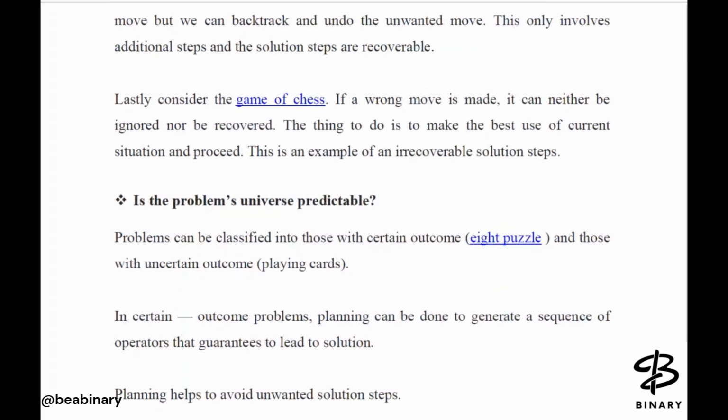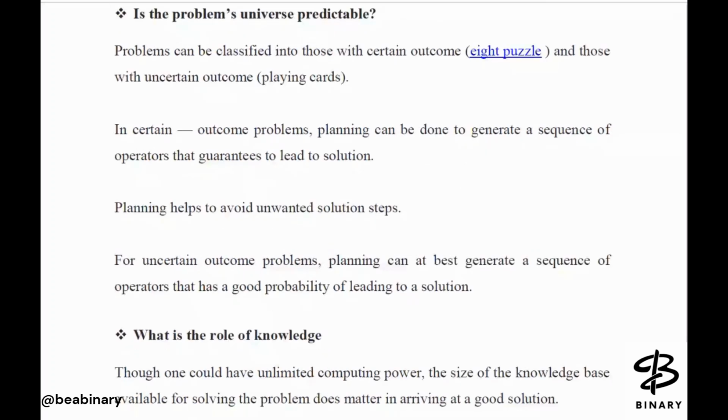Another is whether the problem universe is predictable. Can it be predicted or not? And another thing it will understand is how much knowledge is present. Unlimited computing power is there, and how much knowledge is known about that problem, how much data is already there, what the knowledge base is.